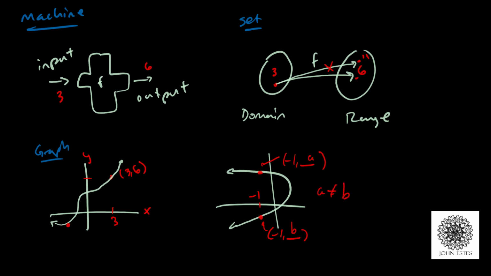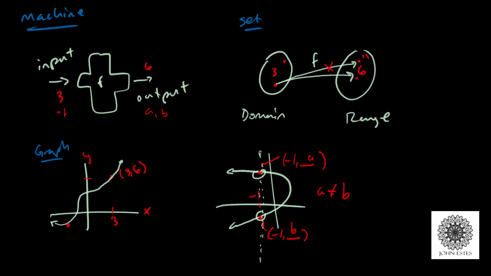So what that means is, if you come back to the machine concept, I plugged in a -1 and out came A and B. Or in the set idea, I plugged in -1 and out came two things, an A and a B. That's not a function. That can't happen. So if I have a graph and I can draw a vertical line that hits the graph more than once, that cannot be a function because I have one x coordinate associated with multiple y coordinates.